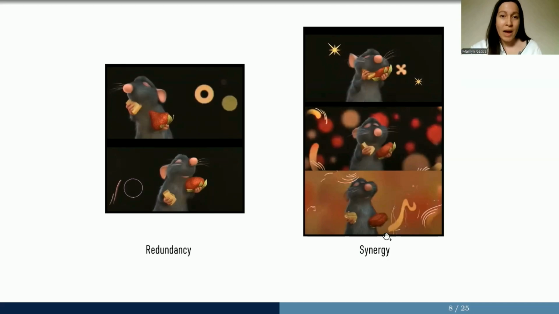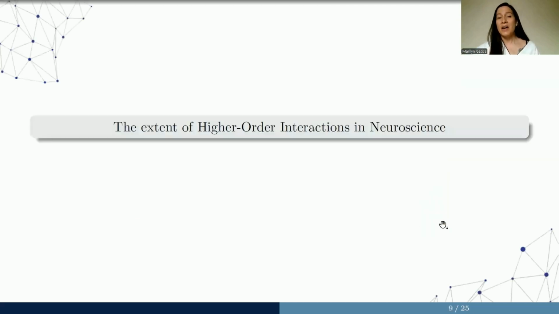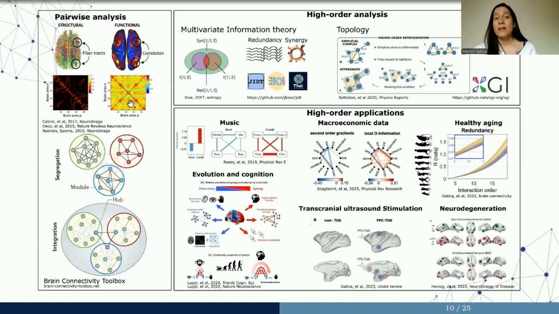experience. And coming back to the brain, I would like just to mention briefly the extent of higher order interactions. We are talking about it as a complementary approach to the classical pairwise approaches that we are using nowadays. So for example, no matter if you are doing anatomical or functional connectivity, you have different techniques from graph theoretical analysis, in segregation and integration, you also have the toolbox in order to do that. However, you also have now different math and toolbox in order to analyze higher order interactions, no matter if you are doing it from topology or from information theory.